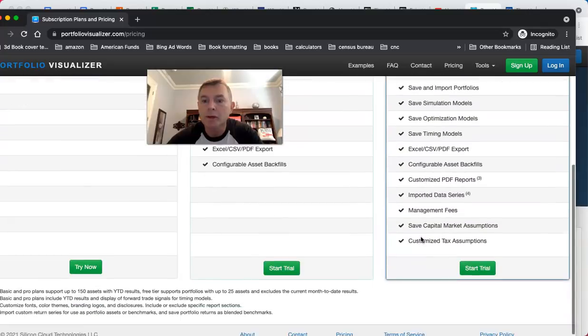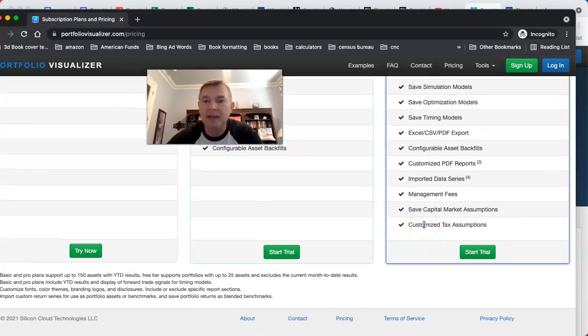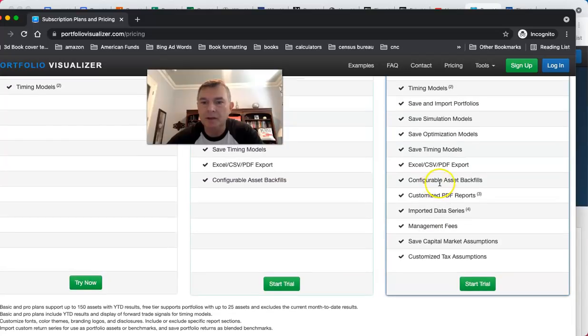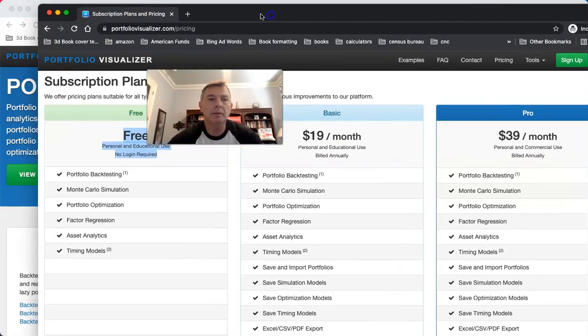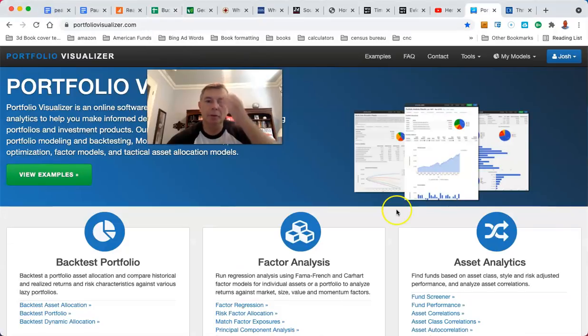It's a wonderful tool. I like the customized tax assumptions. I also like being able to put management fees in there and stuff too. You could buy this for $20 a month. That's $240, billed annually. But anyway, let's just go into this here. So what we're gonna do is go to Monte Carlo.